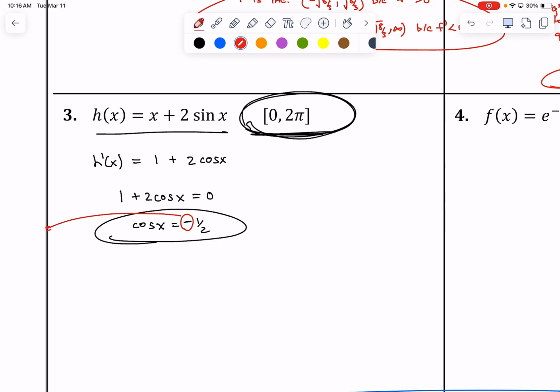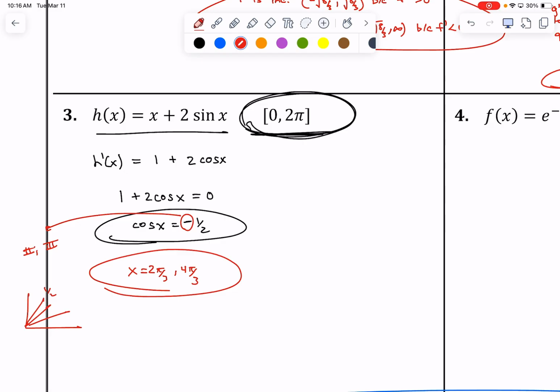So we're going to look for quadrant 2 and quadrant 3. Now, your 5 fingers. Does anybody remember where cosine is 1/2? It's at pi over 3. So I need pi over 3s in quadrant 2 and 3. So what would it be in quadrant 2? 2 pi over 3. What is it in quadrant 3? 4 pi over 3. There you go. That's your critical values.